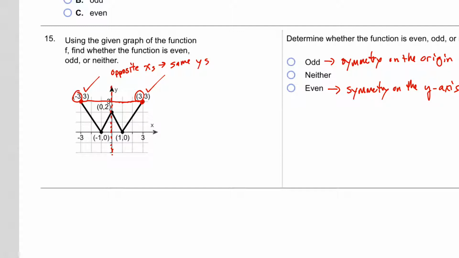Okay, so the answer to this one would be even. Okay, just like the x squared function, which looks like this. Okay, it's the same concept.